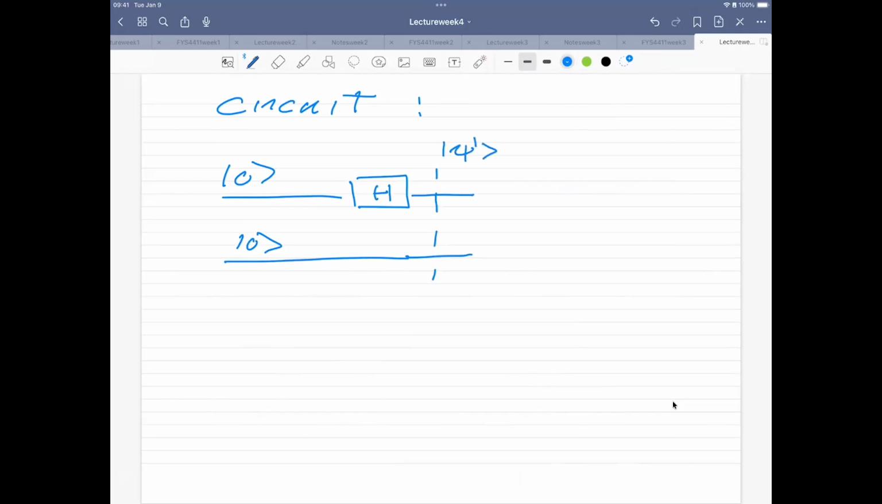The next operation which we have is now the so-called control X gate. And this is normally written like this. So now we have a 2-qubit gate, and that produces the final state here, which in our case is just one of the Bell states.